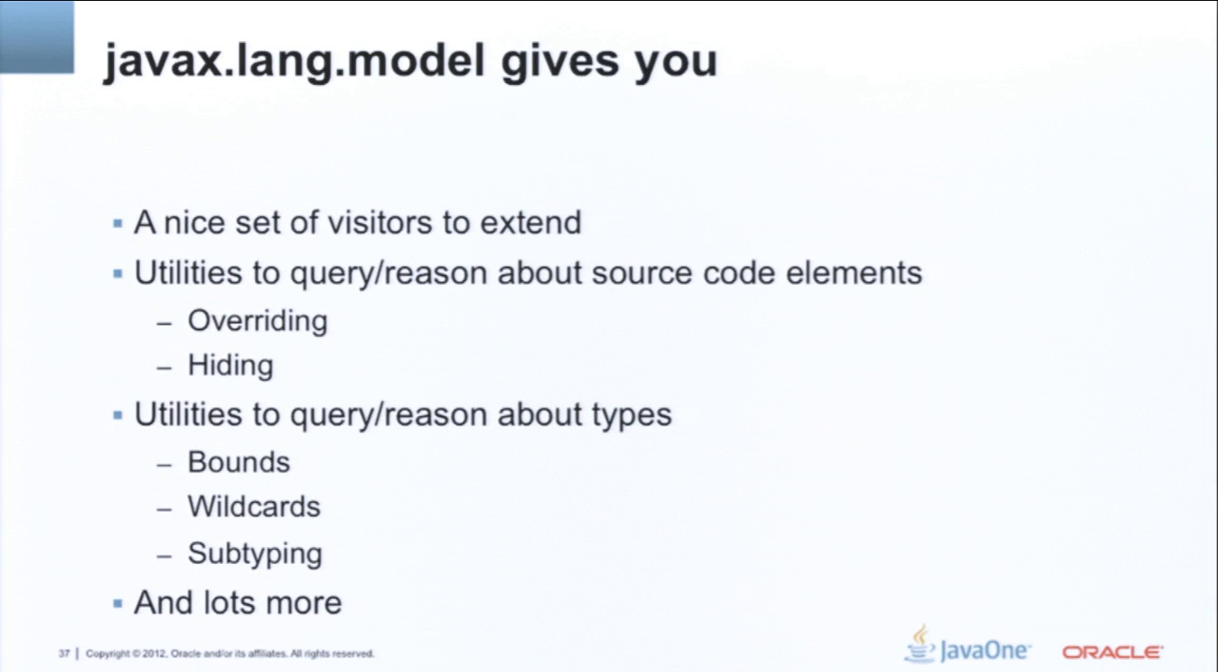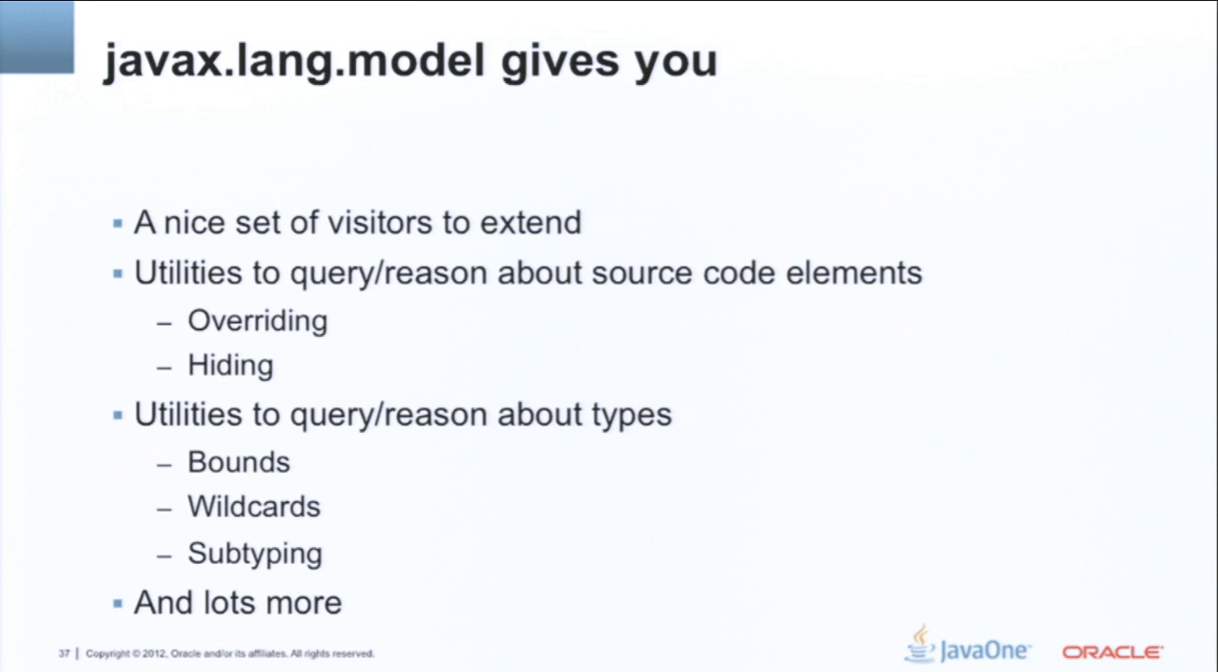So, included in this API is a nice set of visitors to extend. For example, there's what's called an element scanner that will just iterate over all your elements in a source code, and you override a method for the visit. You override the visitor that you're interested in, for example, the visit method, and it will do the rest.